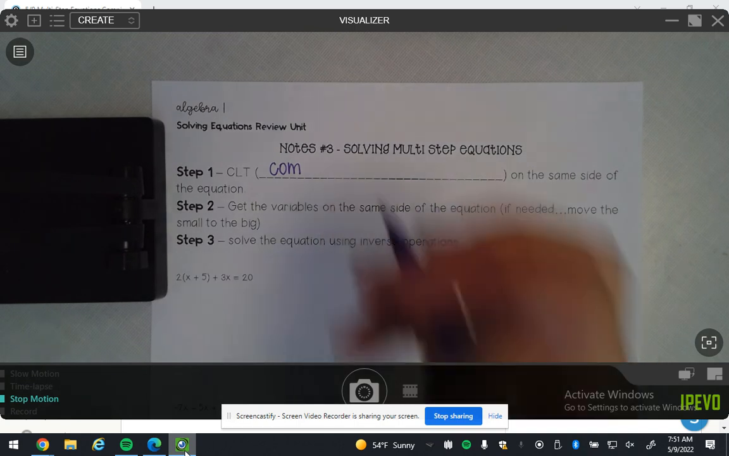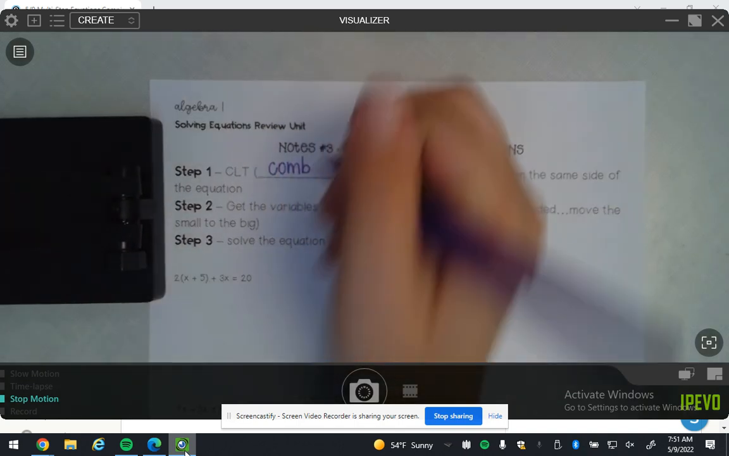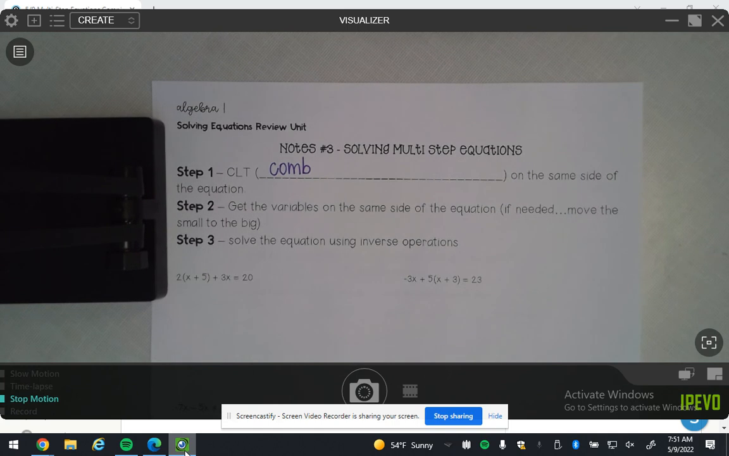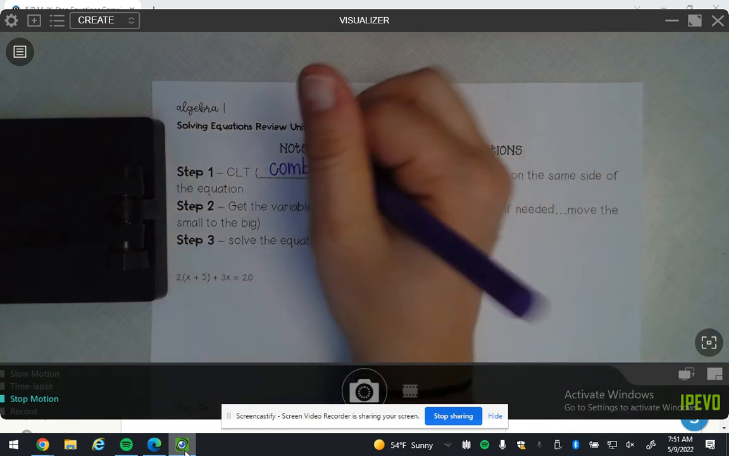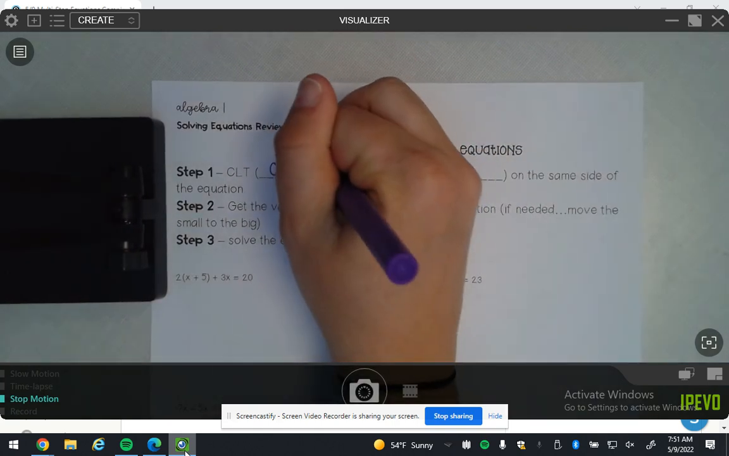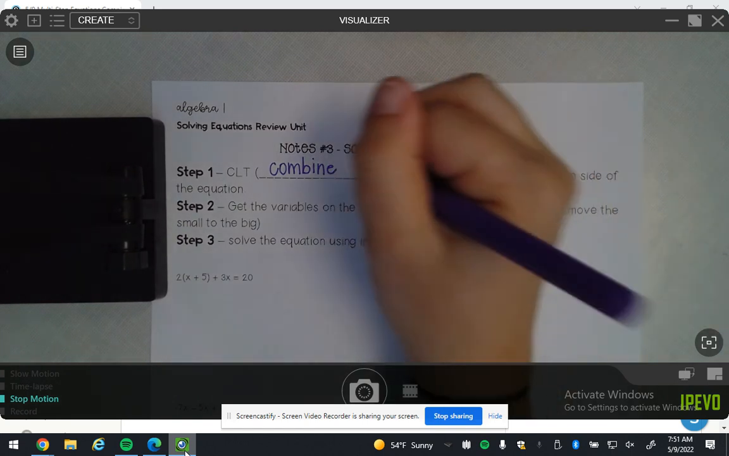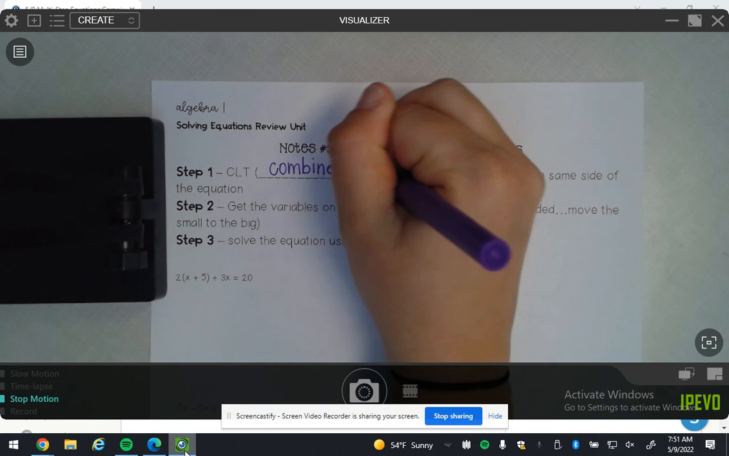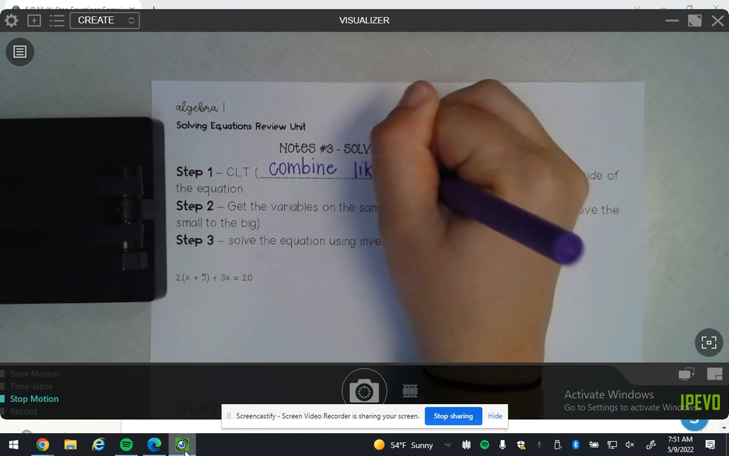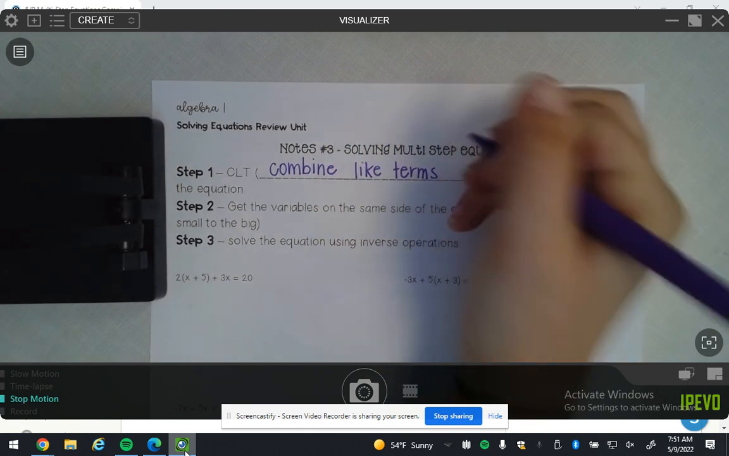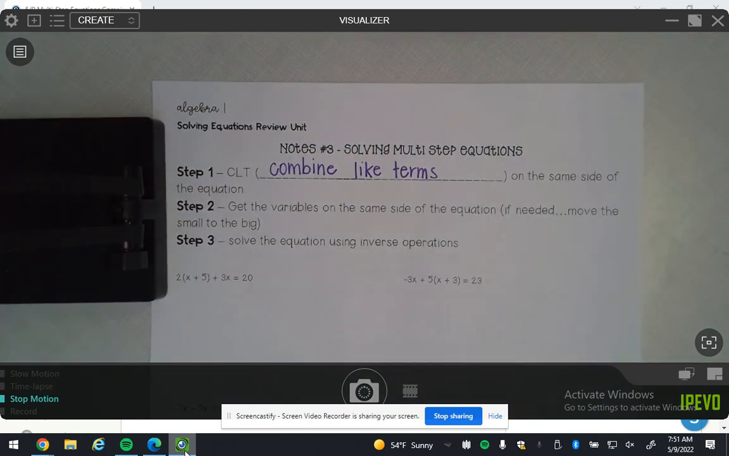Anybody? No? Common? Yeah. Combination? So funny. Combine. Like terms. Hey! You did better than Julia. She said common like terms. Okay. Close enough. No. Common like terms. That's like, no. It was close enough.